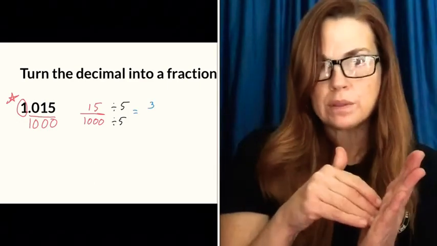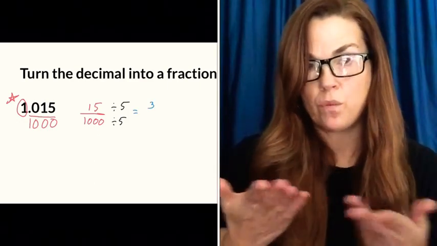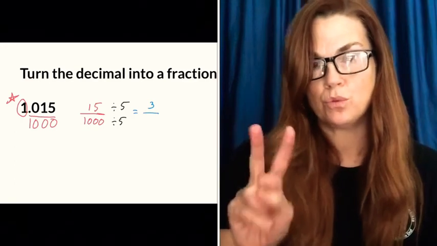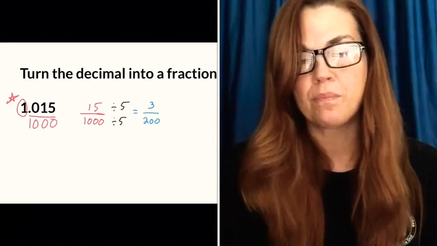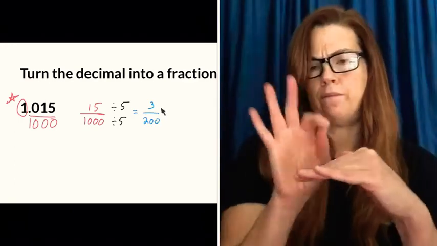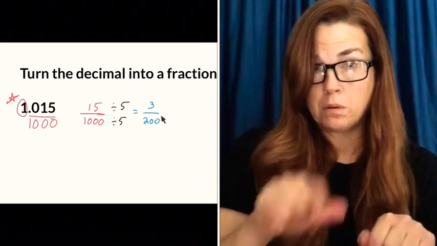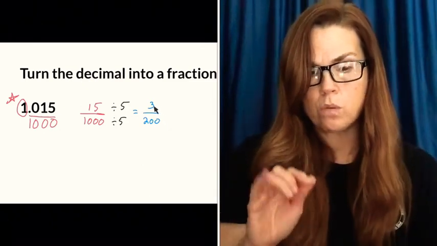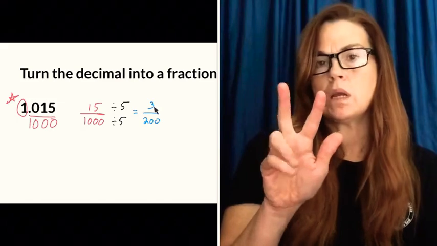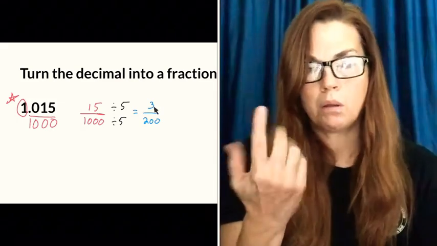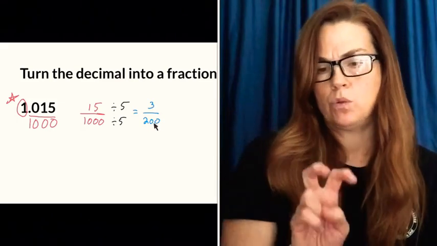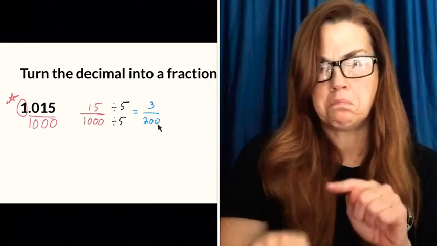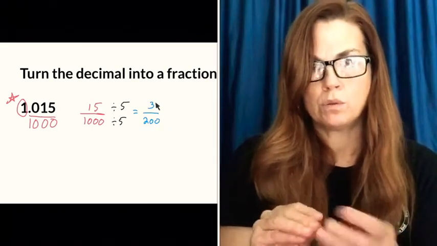And then what is 1,000 divided by 5? And 1,000 divided by 5 is 200. Okay, so I look at this fraction. Can it be simplified anymore? Well, the only number that you can divide 3 by is 3. And 200 divided by 3 wouldn't give me a whole number. So this is as simplified as possible.